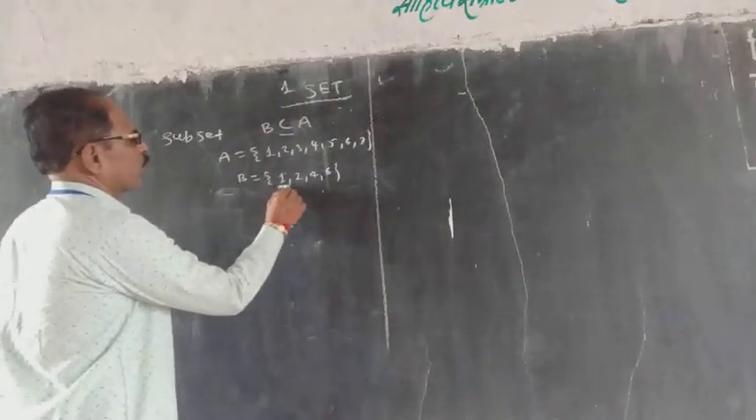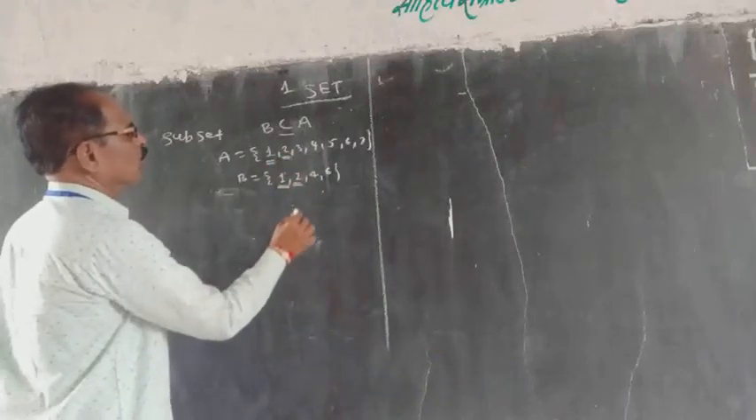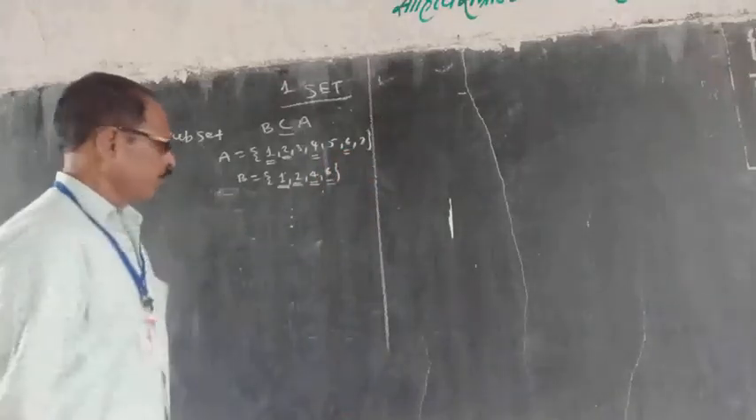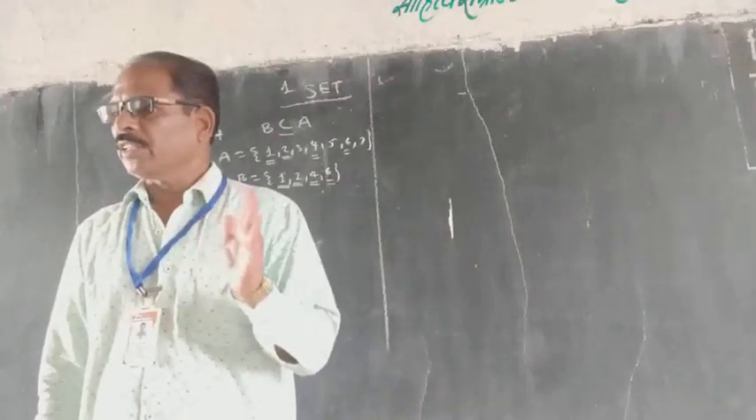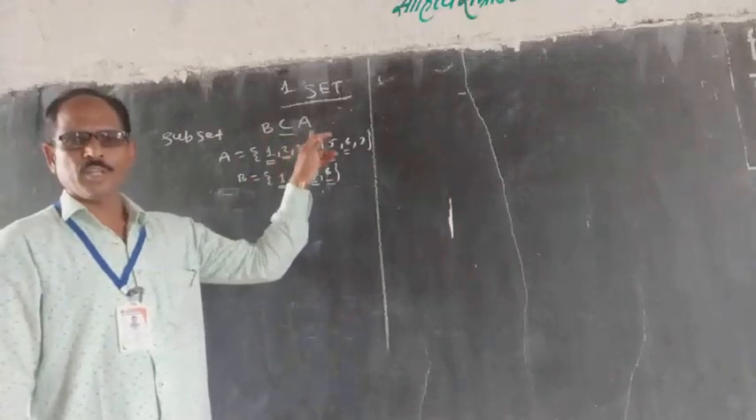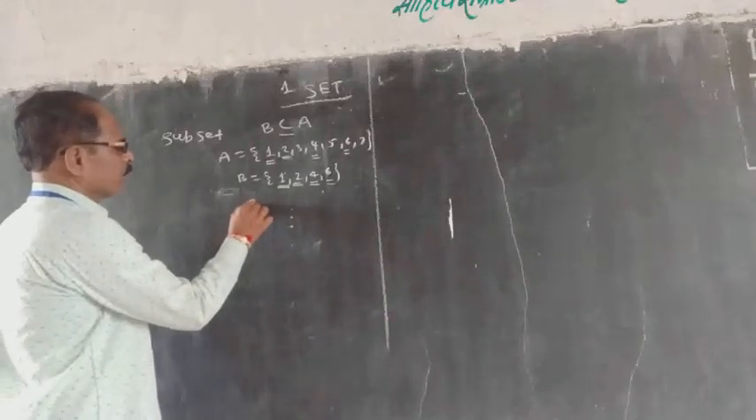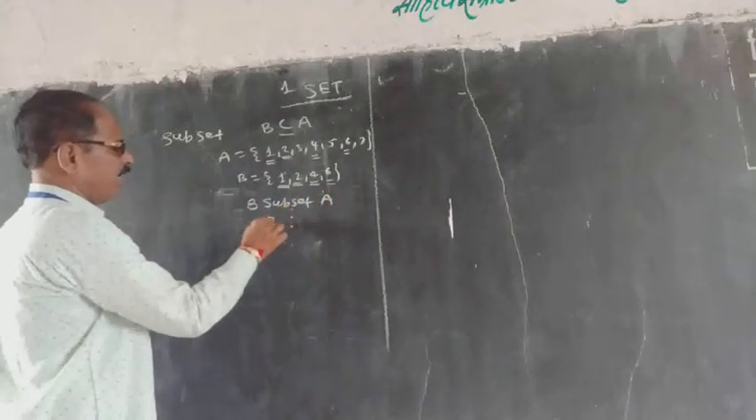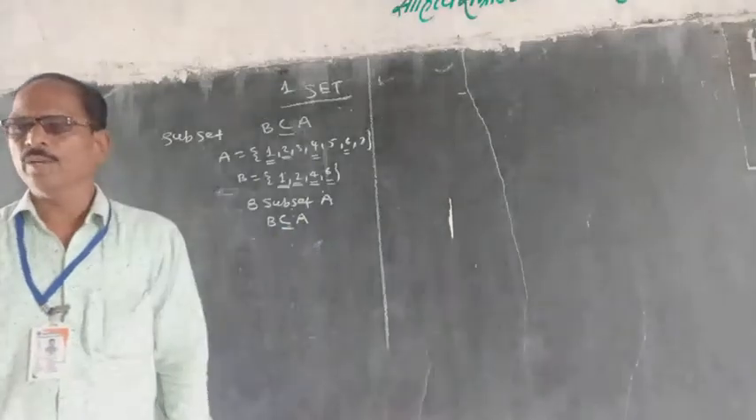Compare these two sets. 1 is present on both sides, 2 is also on both sides, 4, 6. It means every element is present in set A. Therefore, symbolically, set B is a subset of set A, and we can write B subset A.